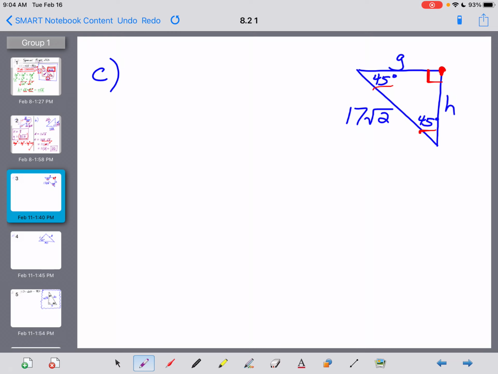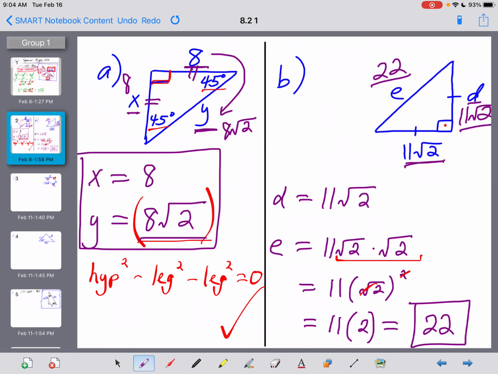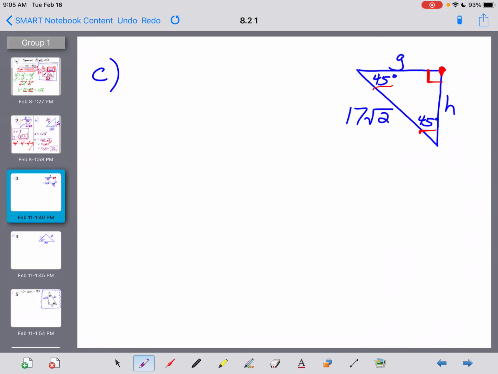Now, what makes this problem very different than the last 2 is that in both examples A and B, we were given a leg and we had to figure out the hypotenuse. How? By multiplying the leg times the square root of 2 to get from leg to hypotenuse. But now in example C, we've been given the hypotenuse, everybody, and we now need to go backwards in order to figure out the length of our legs here. So how are we going to do that? Well, by simply reversing the process that we came up with before.